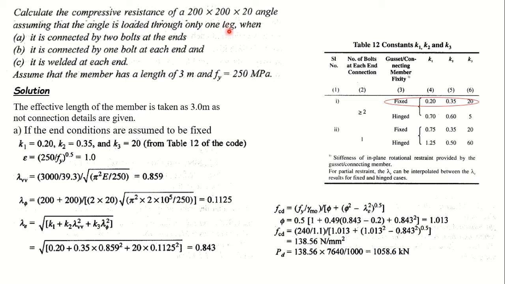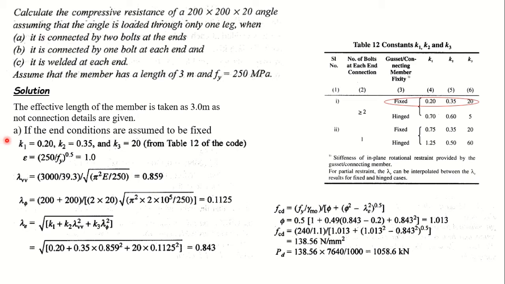So here the torsion will come into action when it is loaded through one leg, which will reduce the load carrying capacity. We call that flexural torsional buckling that will take place in the member. Right, coming to our problem, first case when we have the bolts, two bolts have been provided at the ends.